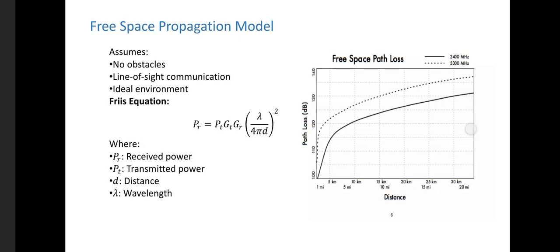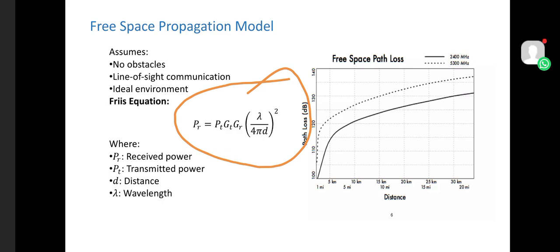So, the Friis transmission formula you can note. This is your Friis transmission equation: PR equals PT GT GR times lambda by 4 pi d, the whole squared. You can also replace lambda by c by f, where c is the velocity of light and f is the frequency. Here PR and PT are the received and transmitted power, d is the distance between the transmitter and receiver, and lambda is the wavelength.